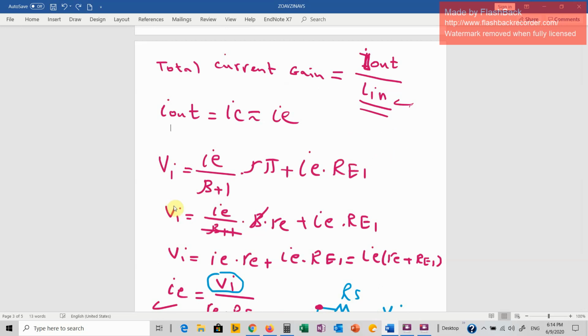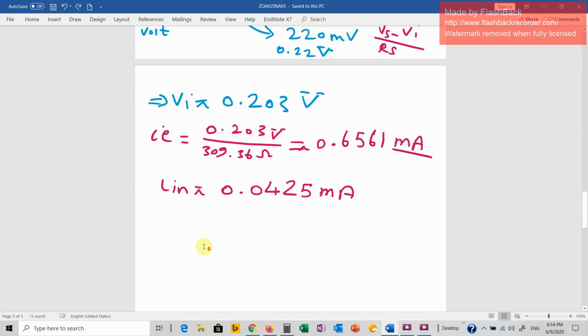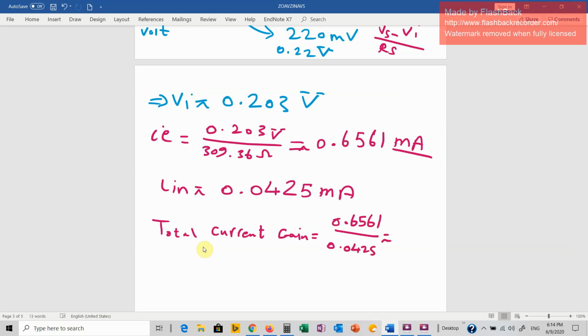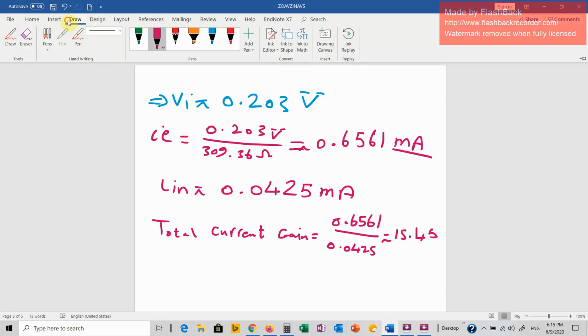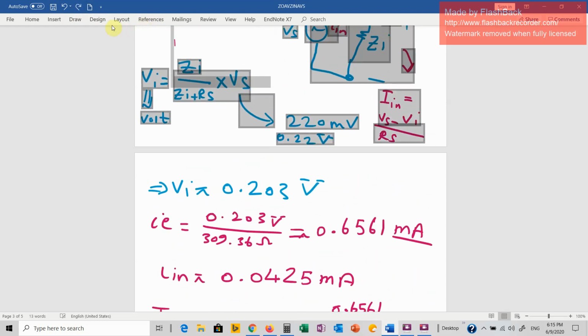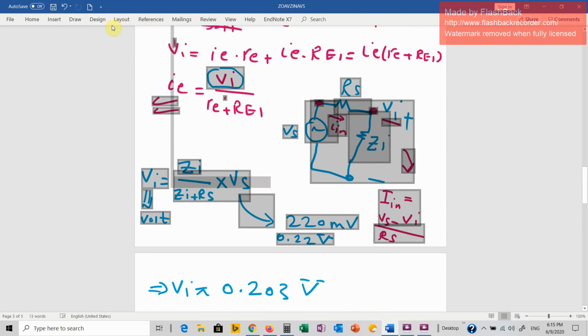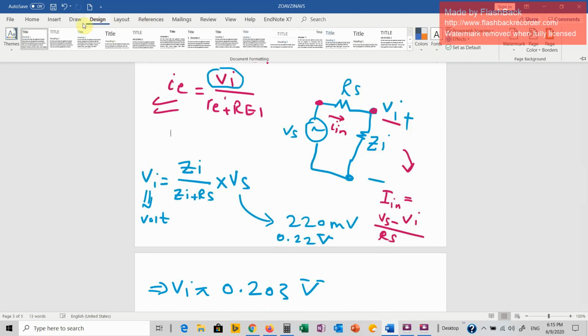Okay, we can say now we are ready to find the total current gain. The total current gain is IE, which is 0.6561, by IN, which is 0.0425, and it is approximately going to be 15.45. And we are done. Just let me highlight the answer here.